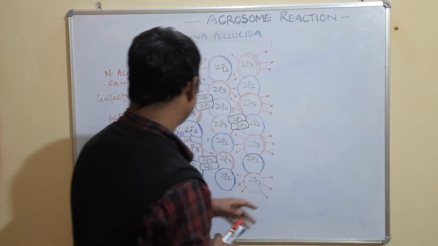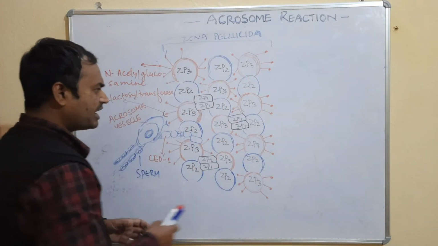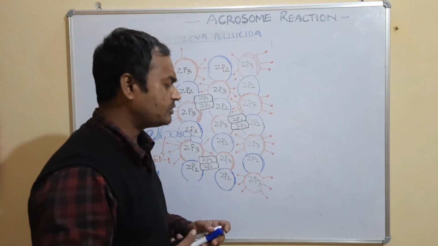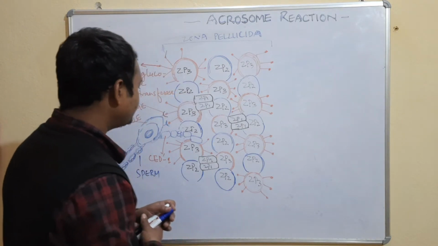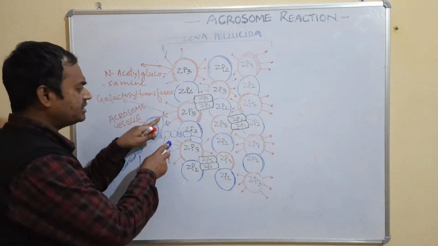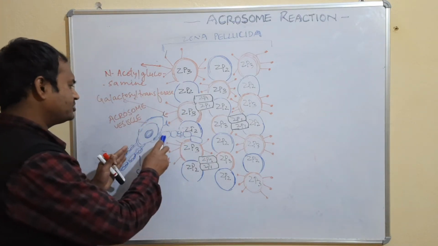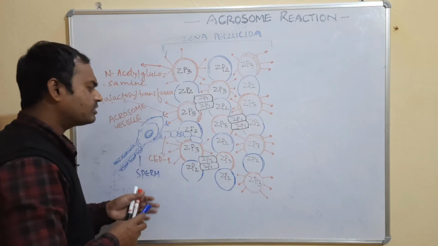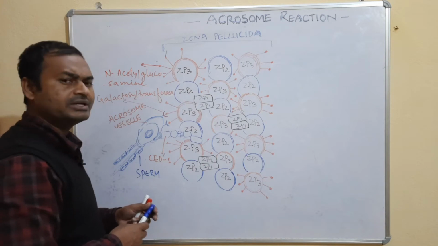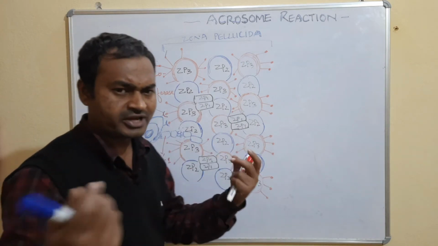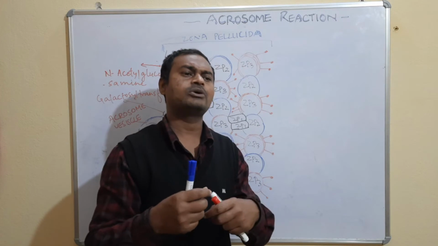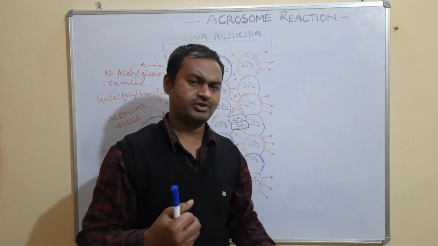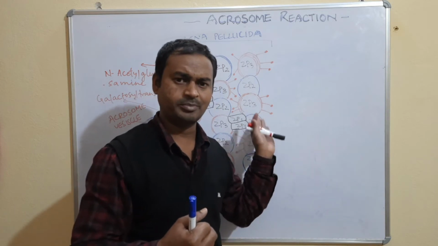So what happens here? After it binds with all these substances present on the zona pellucida and on the surface of the sperm acrosome, there is a burst of the acrosome. A lysis of the acrosome occurs, and whatever proteins are present over here, we have already discussed the different types of protein in the previous lecture.